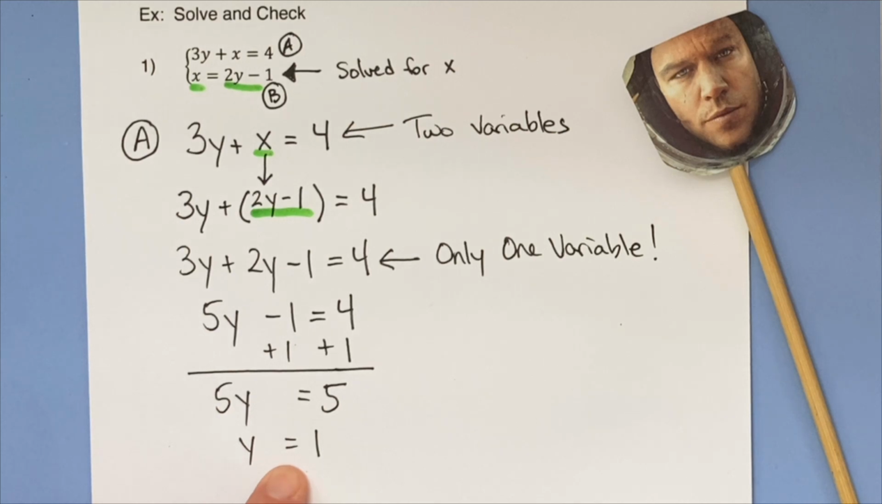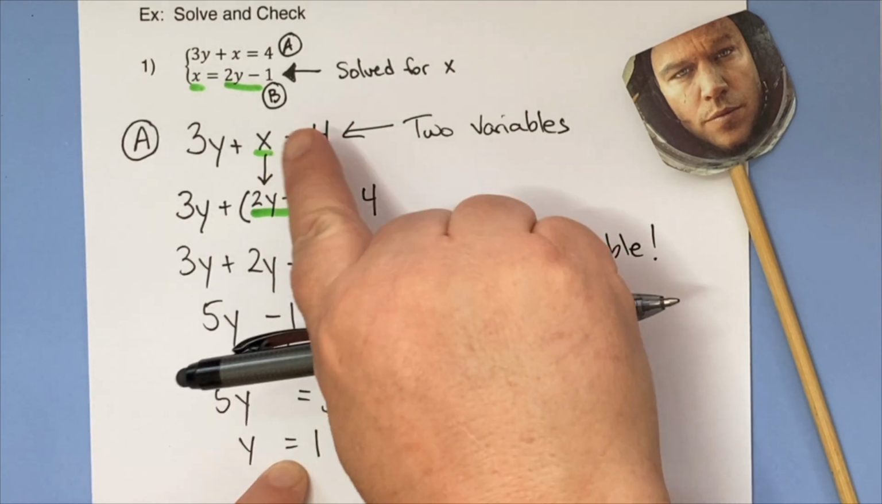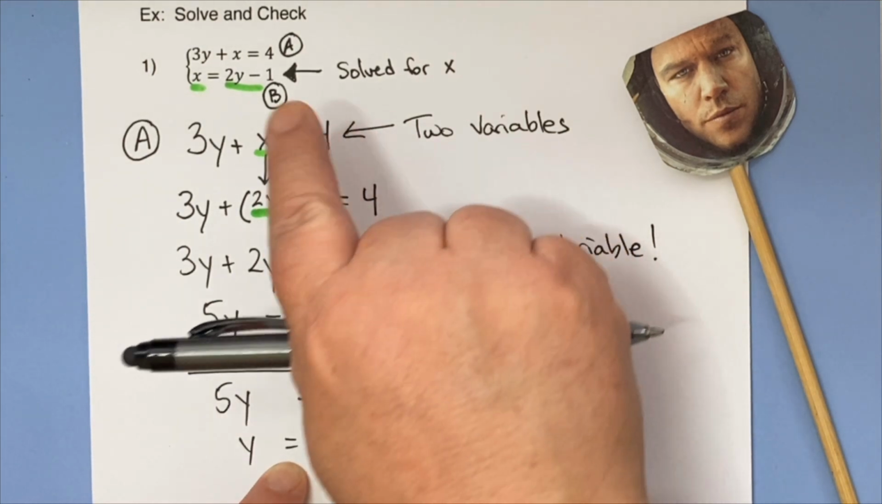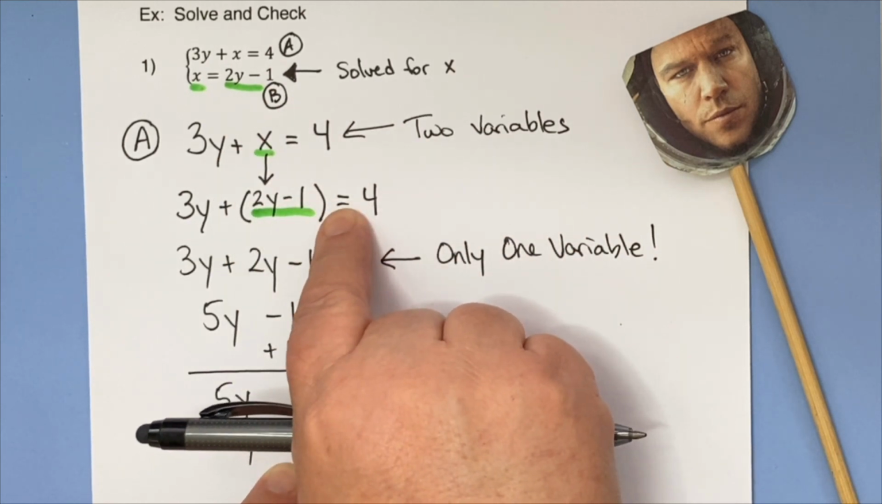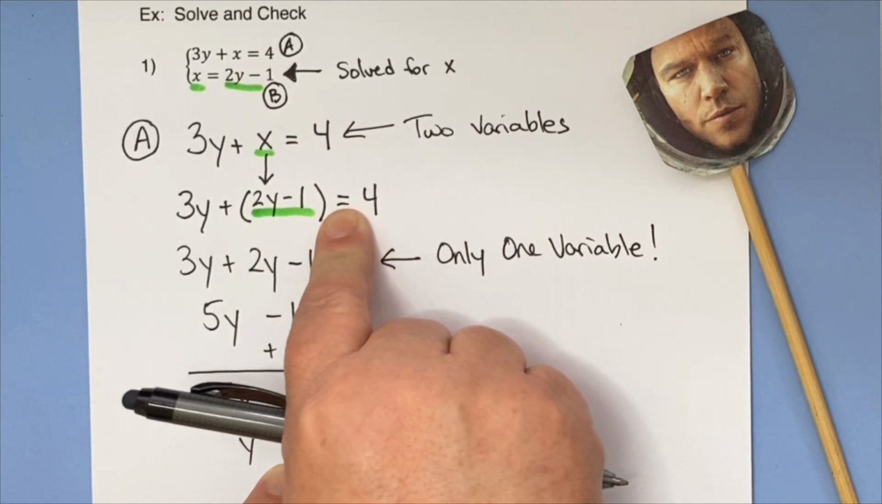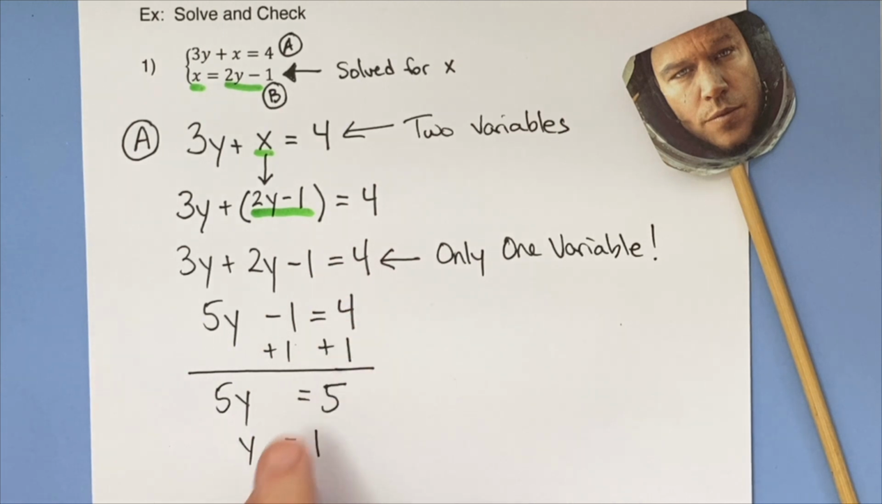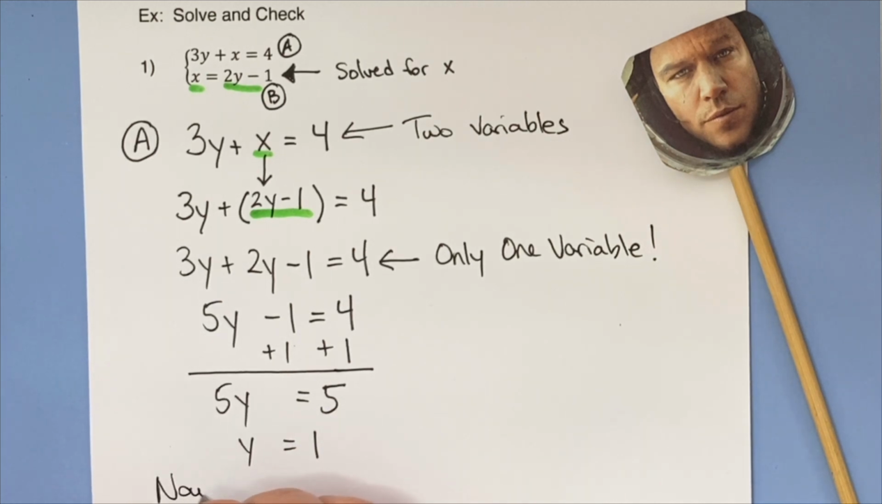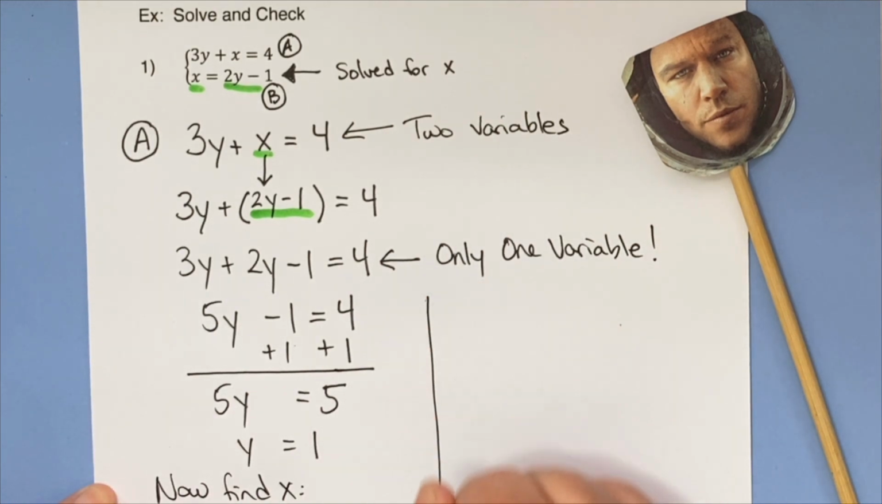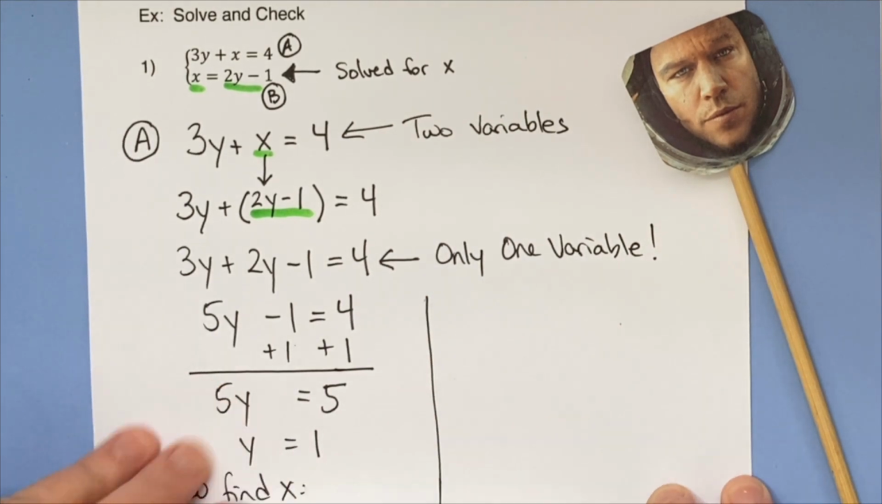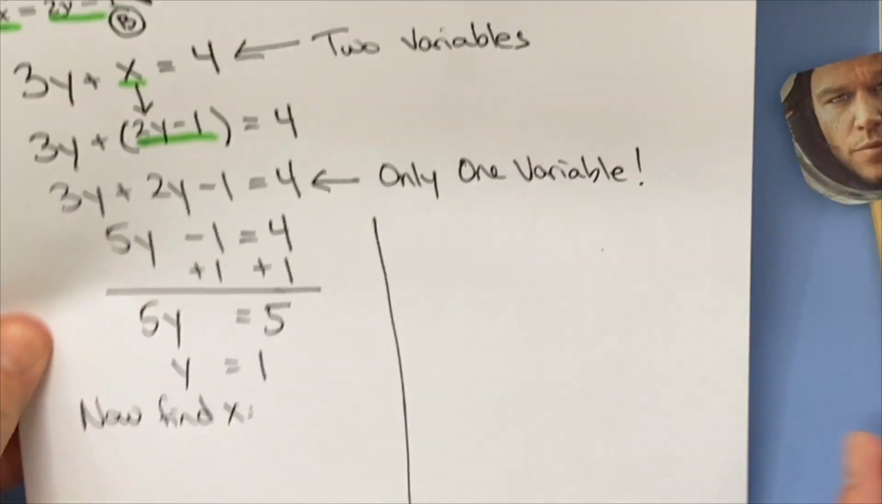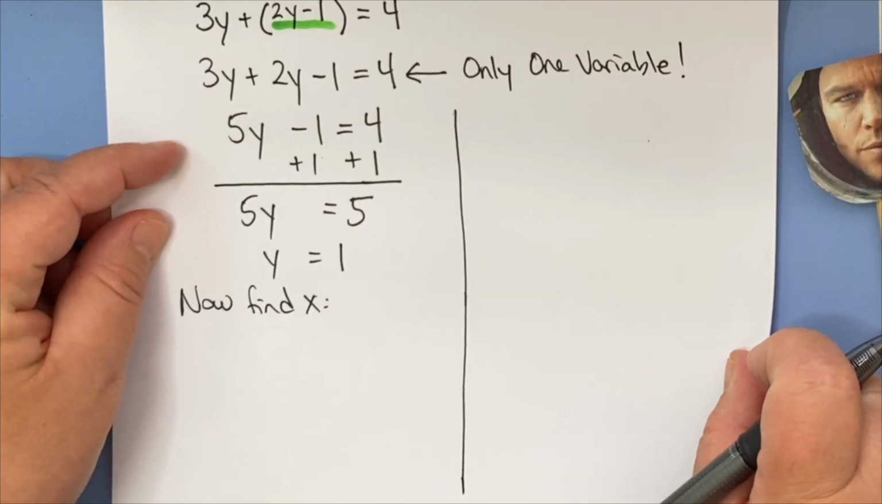So what do we have to do? Well, we start with the equation. We substitute one of the equations into the other equation, and then we solve. And then we have to use y equals 1 to go ahead and find x. I'm going to draw a little line there so that we can give ourselves some space for the check that's going to happen. So I have to find x.